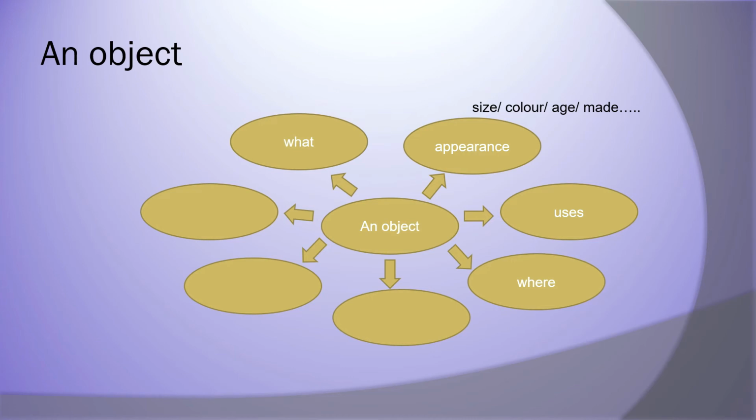Then we can also talk about the uses of that object. ඒ වස්තුවේ නැත්නම් ඒ දෙය මොනවටද භාවිතා වෙන්නේ? පාවිච්චි කරන්නේ. There also you can give some 2-3 uses of it if it has. Then where you have this object, where it is found, where you can see it, where you can get it.